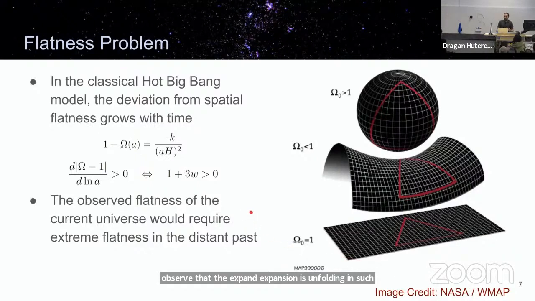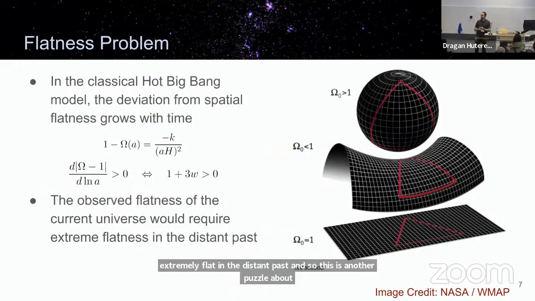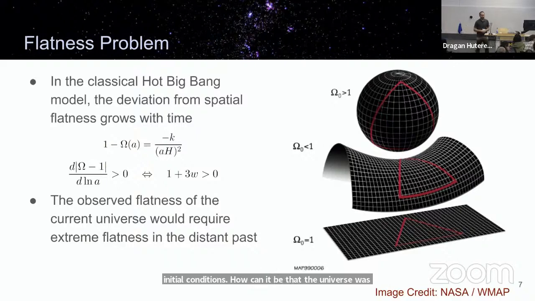Now, again, this is a puzzle because in a universe that contains only ordinary matter and radiation, the flat universe is an unstable fixed point of the cosmological evolution. If you have any tiny deviation from exact flatness, that deviation from flatness will grow in time in an ordinary classical hot Big Bang scenario. But we observe the universe to be very flat. And if the curvature always grows in time, and we observe the universe to be flat today, that must mean that it was extremely flat in the distant past. And so this is another puzzle about initial conditions. How can it be that the universe was so extremely flat in the early universe?